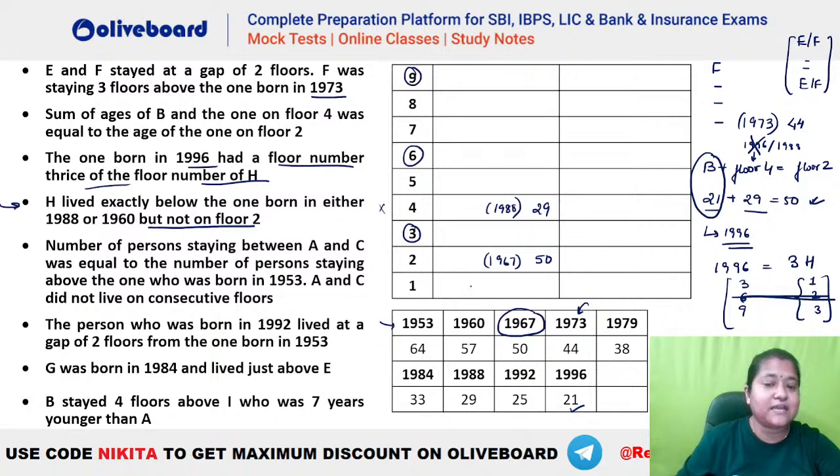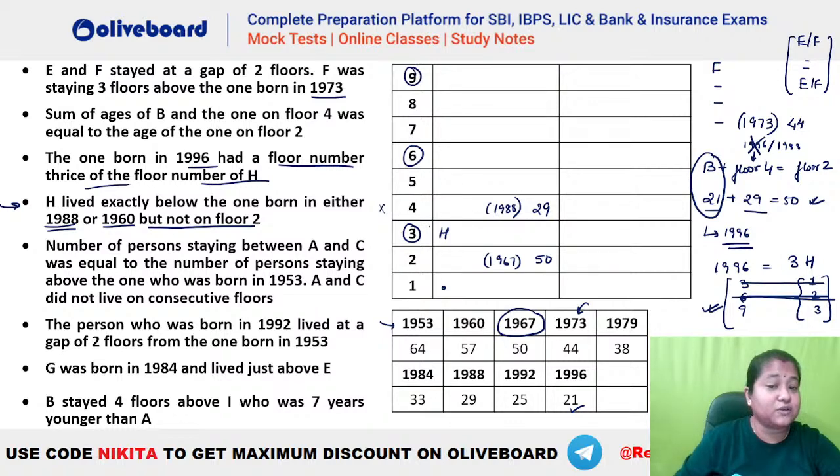Now let's say if you take H at 1, what will happen? He will be immediately below 1967. But that's not a possibility because he has to be below 1988 or 1960. That means 1 is also not a possibility for H. So the only possibility is 3. I hope this is clear. So H will be on floor number 3 and he is immediately below 1988.